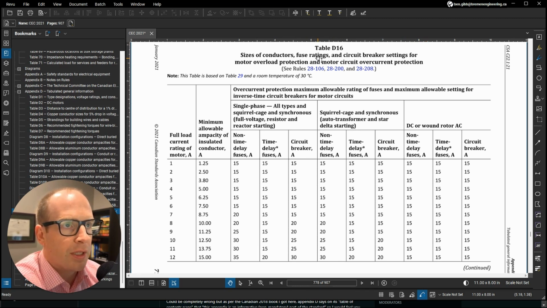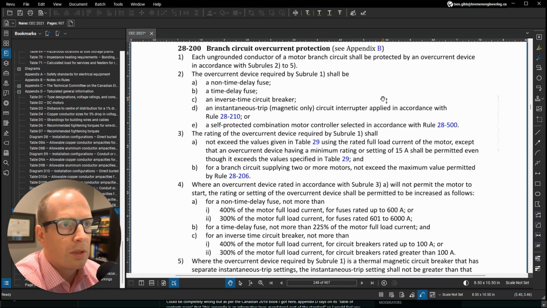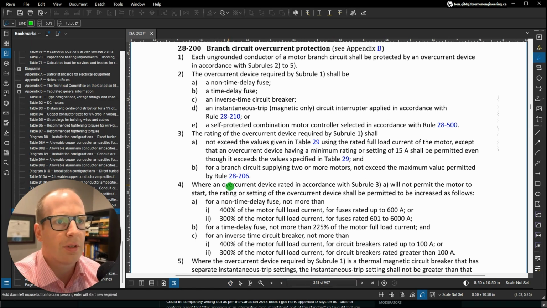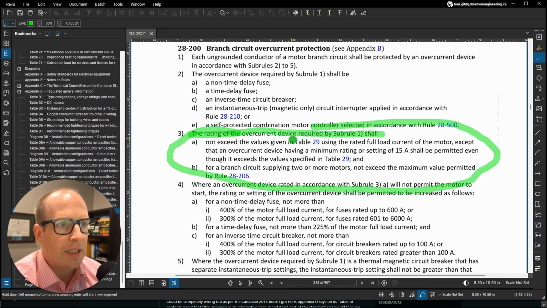So first thing to me, that's Table 29, which they actually have referenced here, Table 29. So why do we have another table for this? So let's look into this. We have rule reference 28-200 here. And the key phrase that we're looking at for overcurrent is right here. So I'm not seeing D16 anywhere in here.